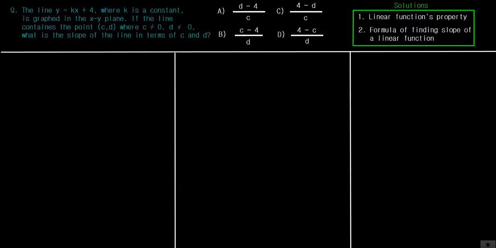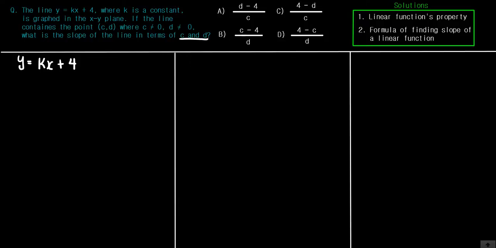In this video, I want to talk about one example of an SAT math problem. The question is: the line y is equal to kx plus 4, where k is a constant, is graphed in the xy plane. If the line contains the point (c, d), where c is not equal to 0 and d is not equal to 0, what is the slope of the line in terms of c and d? So if you write our function down, y is equal to kx plus 4.